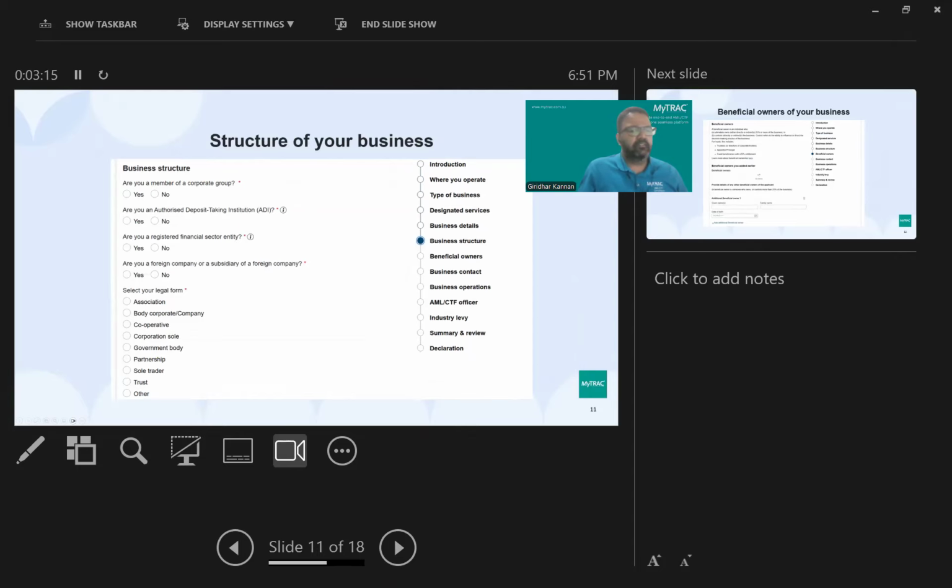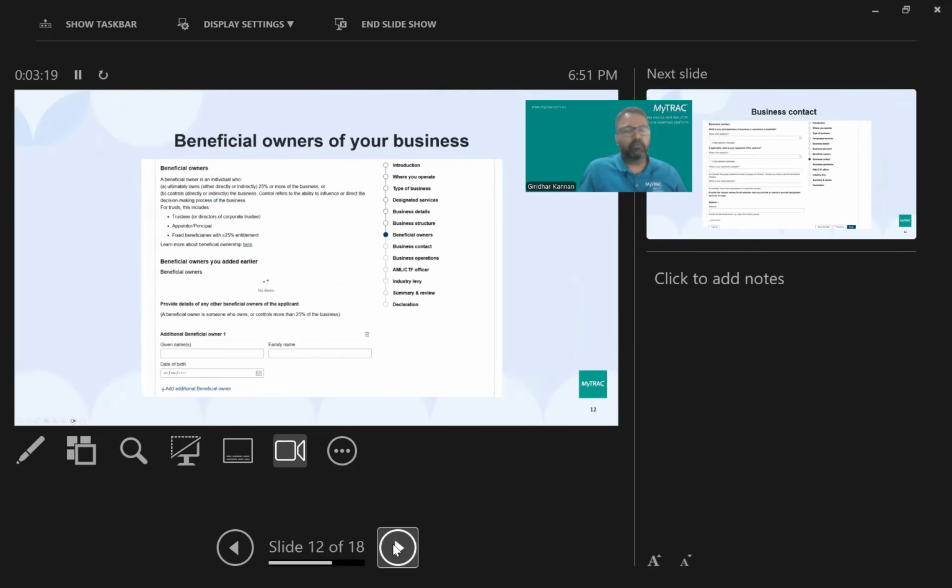So keep all the details handy, because there's quite a lot to be filled in if you're a trust, and it becomes more complex. You also need to understand who the beneficial owner is. So if you say it's a trust, then who holds 25% or more? The end person, those details have to be there.